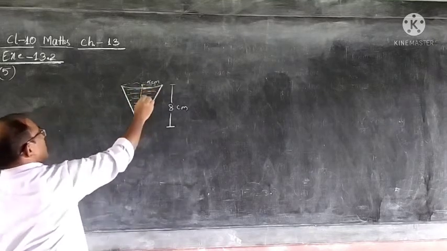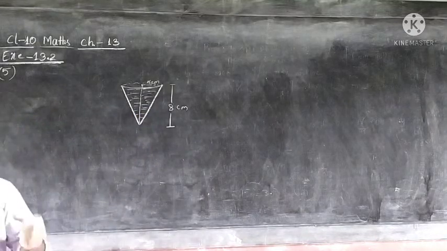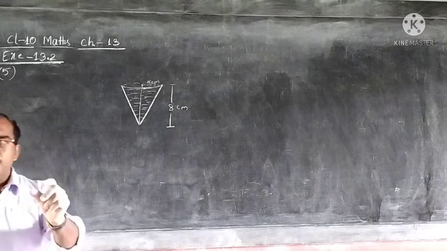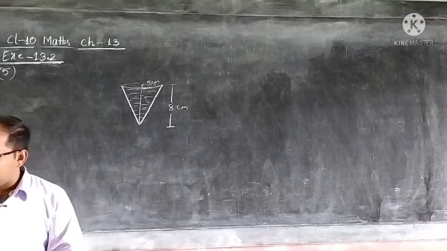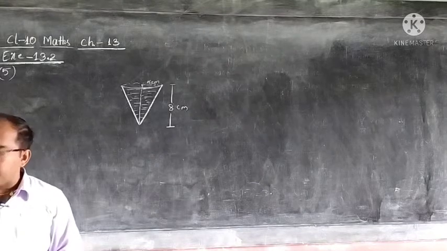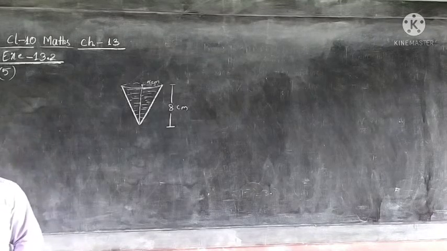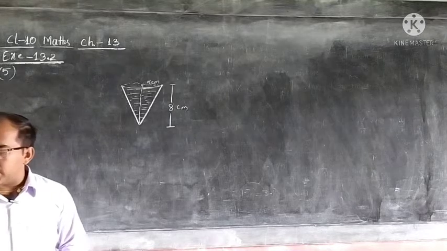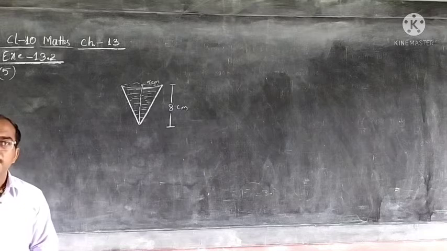Now what is going to happen? What is next condition? Question says here, when lead shots, you may be knowing marble or some just marble shape lead shots, each of which is a sphere of radius 0.5 centimeter are dropped into the vessel, 1/4 of the water flows out. Find the number of lead shots dropped in the vessel.